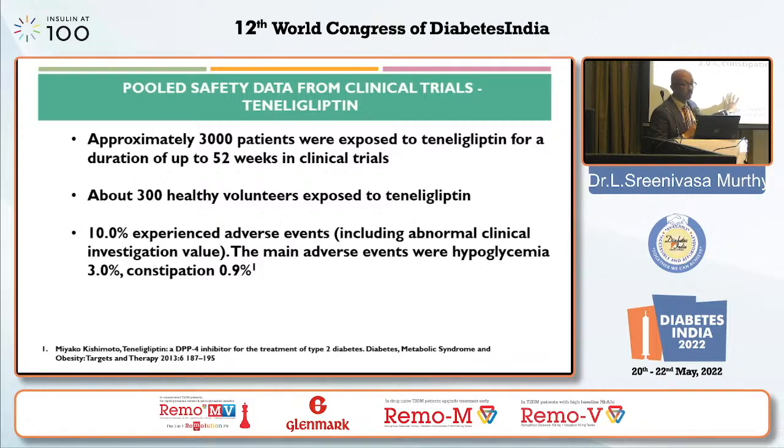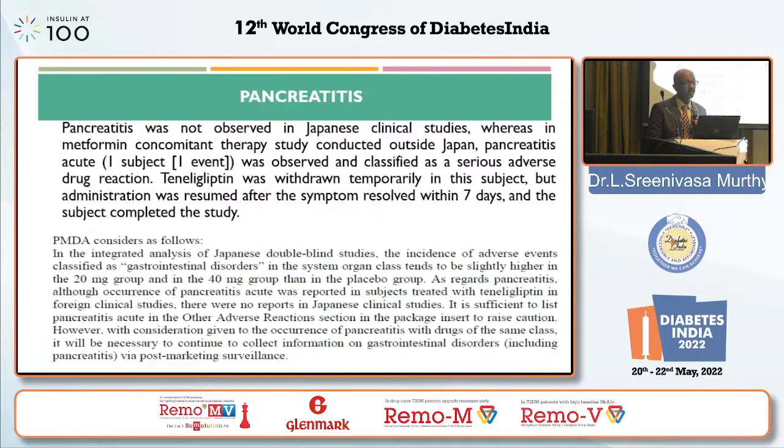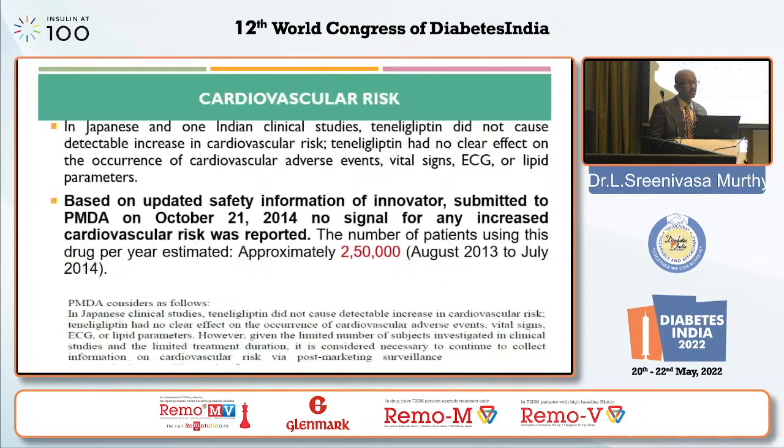This is just to show you the data, which is usually seen in routine clinical practice. Hypoglycemia was only 3%. Constipation was seen in 0.9%. This is in general, not related to TIR. And of course, some of us have asked earlier about pancreatitis, and this is very clearly seen: teneligliptin is not associated with pancreatitis.